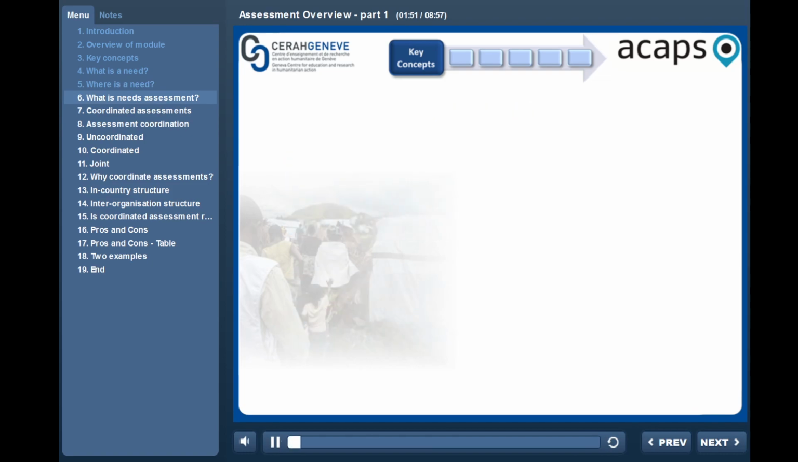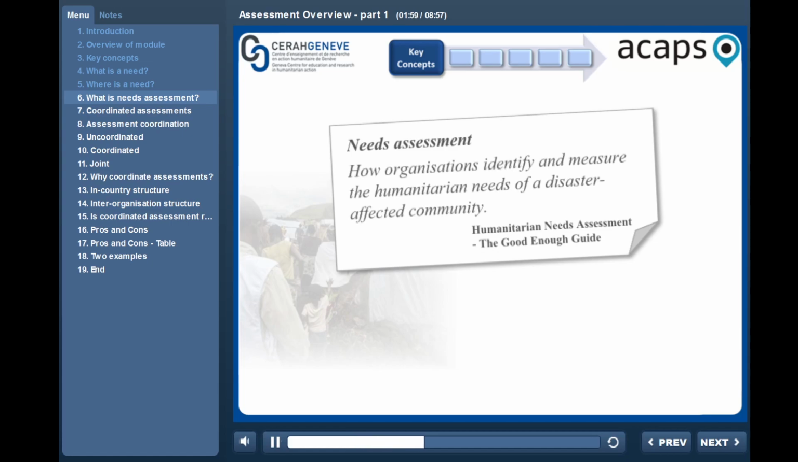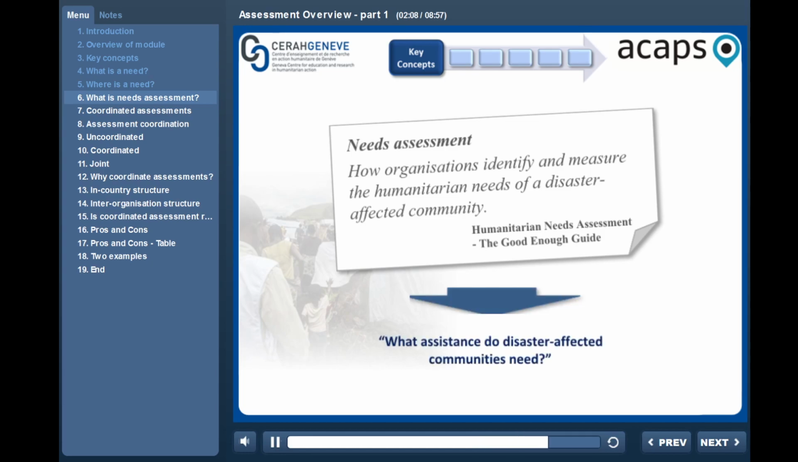In this course, we will define needs assessment using the definition from the Humanitarian Needs Assessment, the Good Enough Guide. Needs assessment is how organizations identify and measure the humanitarian needs of disaster-affected community. Simply put, needs assessment is the best way to answer the question, what assistance do disaster-affected communities need?